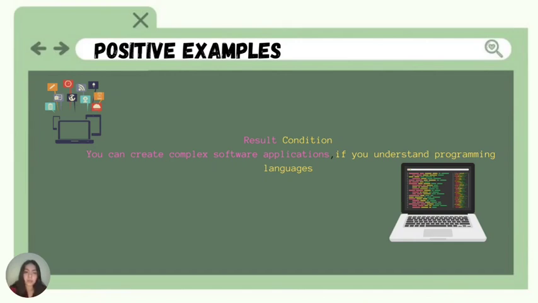The structure: result, condition. You can create complex software applications if you understand programming languages. In Spanish: podrás crear aplicaciones complejas si conoces los lenguajes de programación.